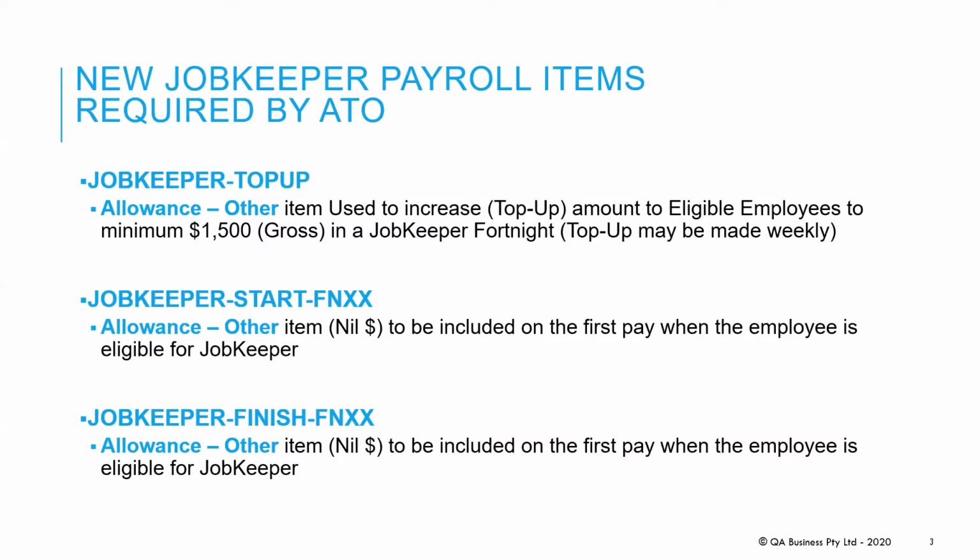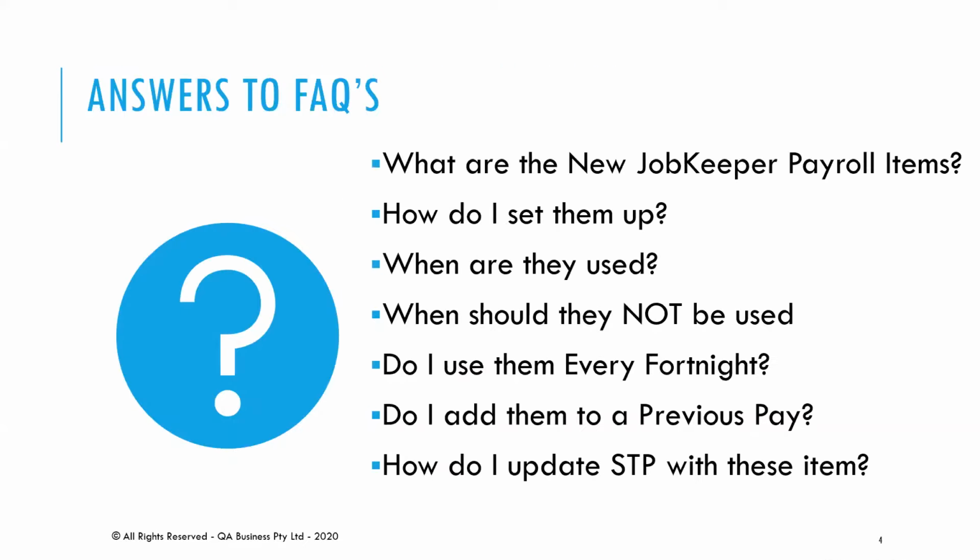JobKeeper-finish-FN XX, and XX means whichever JobKeeper fortnight that the employee is no longer entitled for JobKeeper. Again, this is an allowance other type. It's a nil dollar value, and it's to be included on the first pay when the employee is ineligible for JobKeeper.